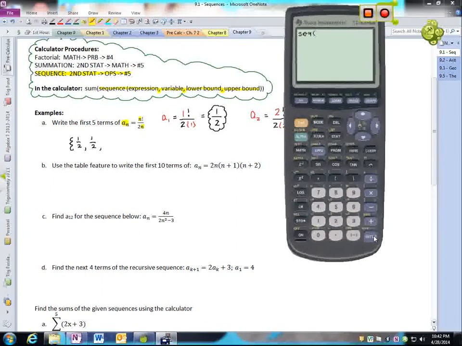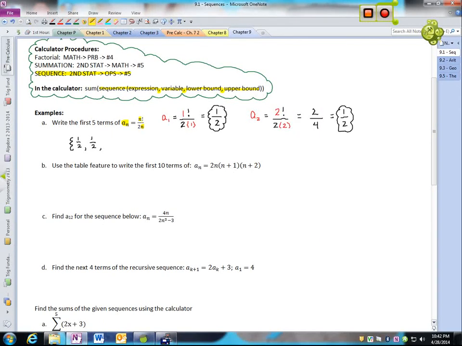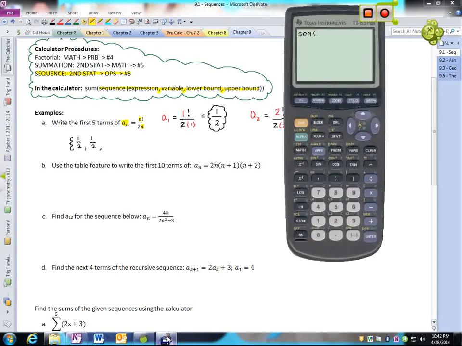My calculator says sequence of what? What does it want the sequence of? It wants the expression. In this case, my expression is n factorial over 2n. So in my calculator, I don't have an n, but I have this variable x here. So x factorial, go to the math, arrow over until we reach probability, and number 4 will give us that exclamation, which is the factorial button. Divided by, I want my whole denominator to say 2n, so I need to put it in parentheses. 2, and we'll use x instead of n. So 2x goes in parentheses.